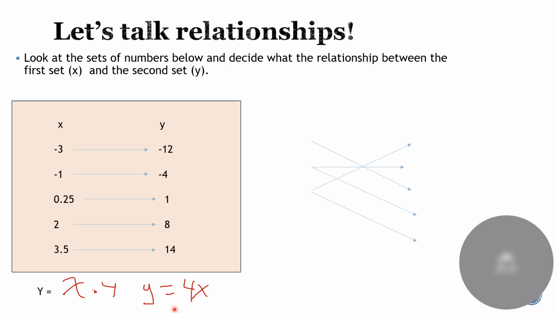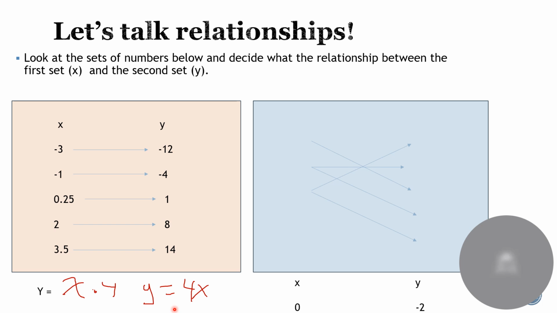So we have there what essentially amounts to like a table. It's actually called a map. And then we have the equation form. So let's take a look at the next one. This one looks a little different. Pause the video if you need to and see if you can come up with a way of describing the relationship between the x's and the y's.